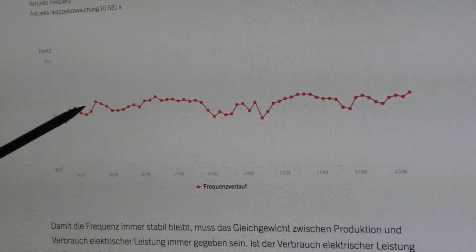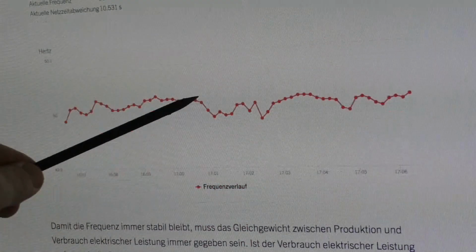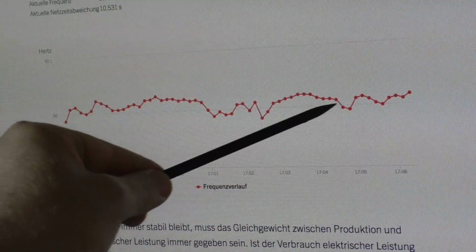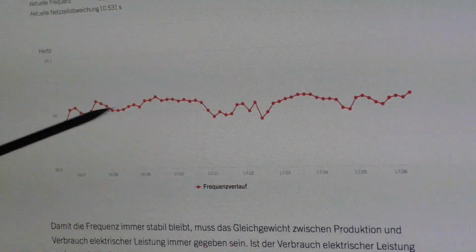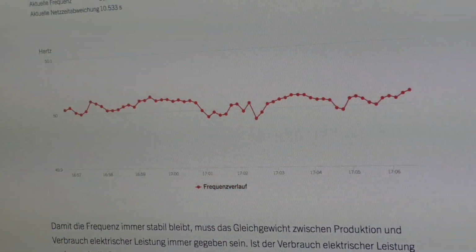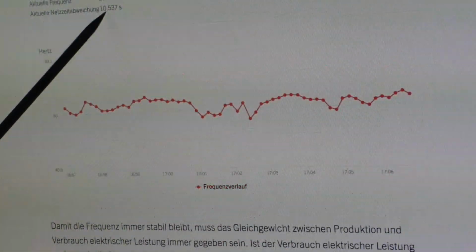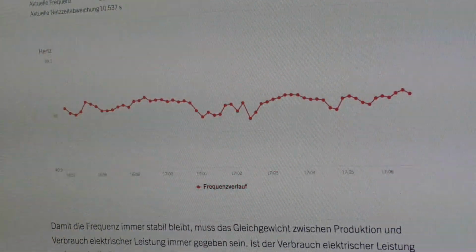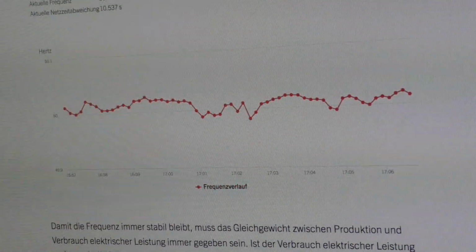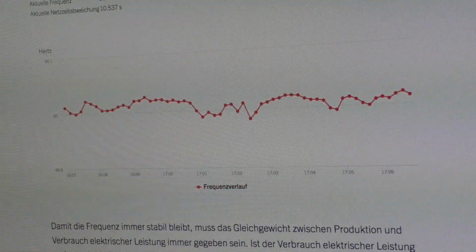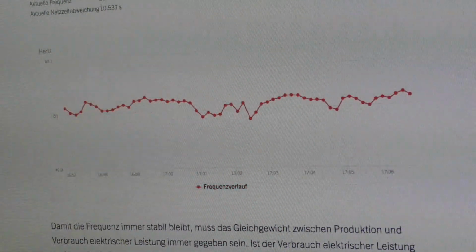Now you can see we have a lot of dots here which are above the 50 Hz line. That means at the moment the generators are running a little bit faster than 50 Hz. And that's the reason why we get 10 seconds in plus. Okay, these 10 seconds, how do they calculate that?